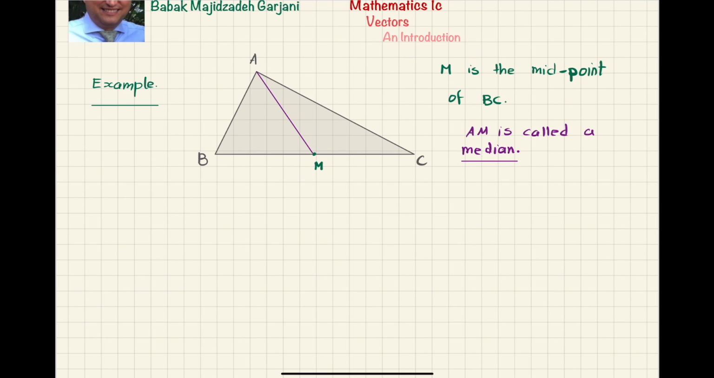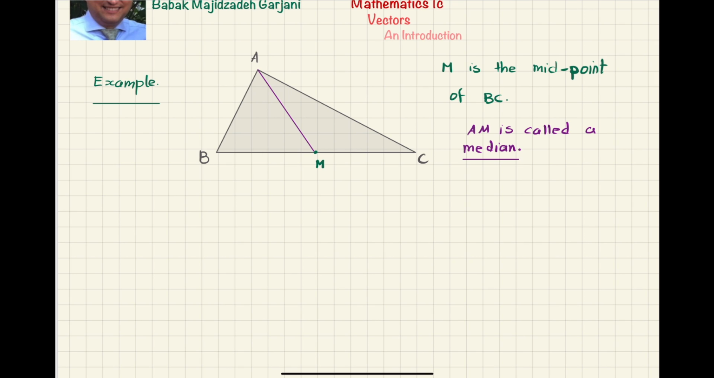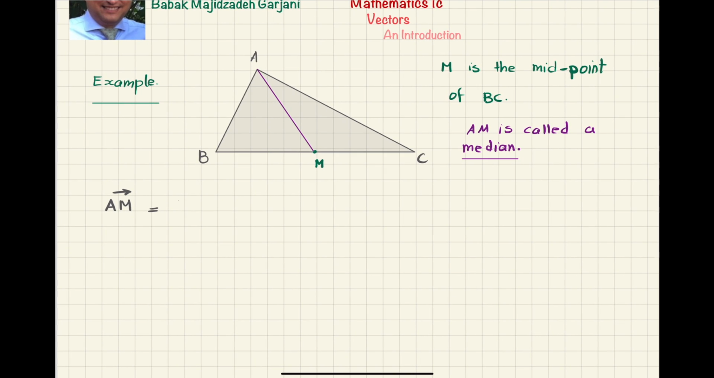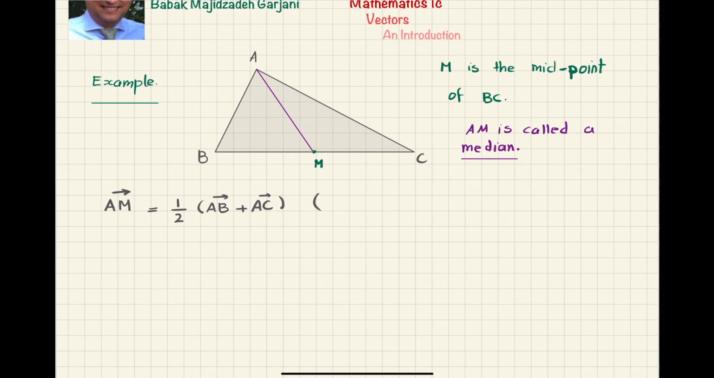There are no vectors involved in this problem, but I want to write a vector expression here. I want to show that the vector AM is equal to the average of the vectors AB and AC. In principle, I want to show that vector AM is 1/2 of vector AB plus vector AC. Okay, this we want to show. Is that clear?